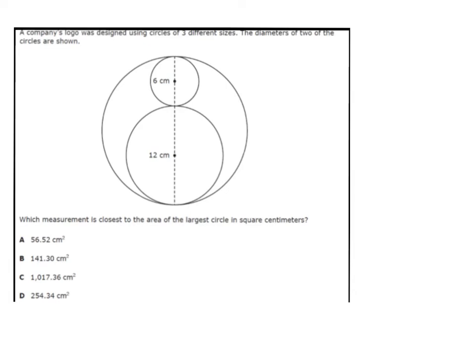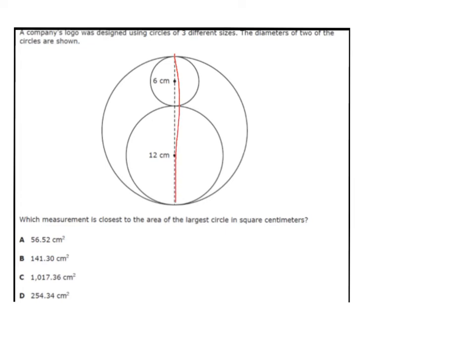Okay, now we have another application problem for the area of a circle. The problem reads, a company's logo is designed using circles of 3 different sizes. The diameters of 2 circles are shown. Which measurement is closest to the area of the largest circle in square centimeters? So the first thing we need to do is figure out the diameter of the larger circle.